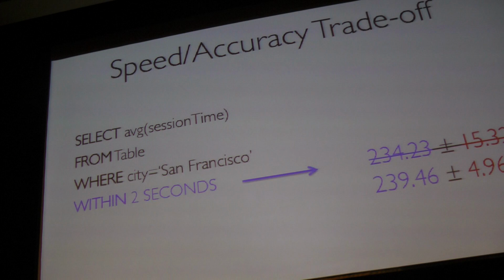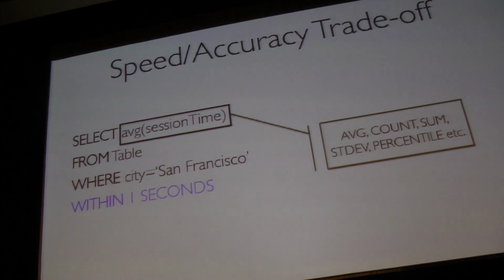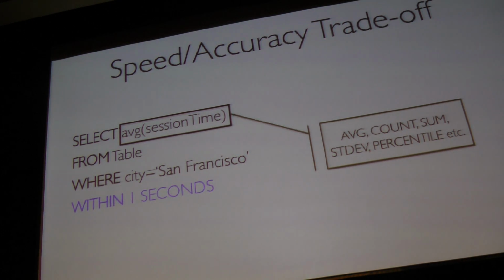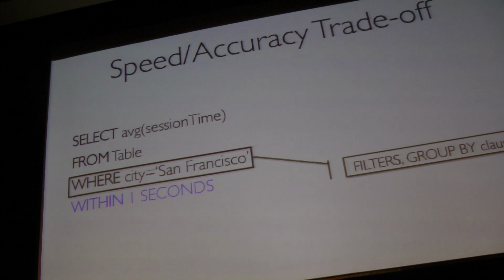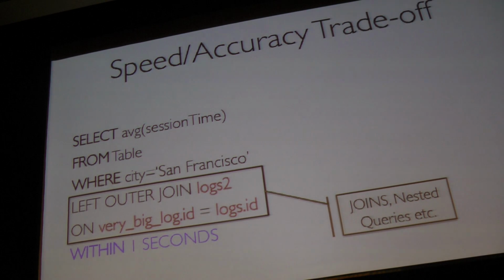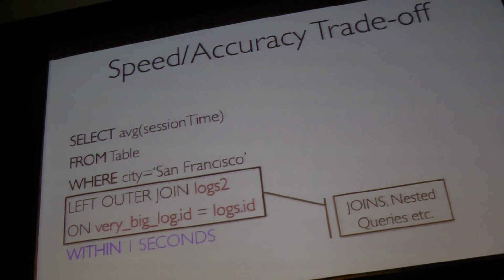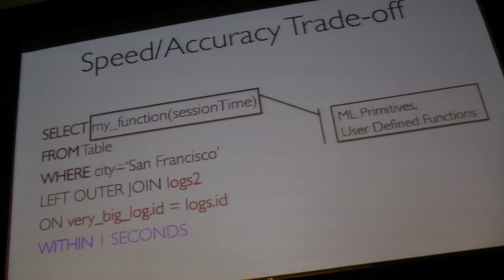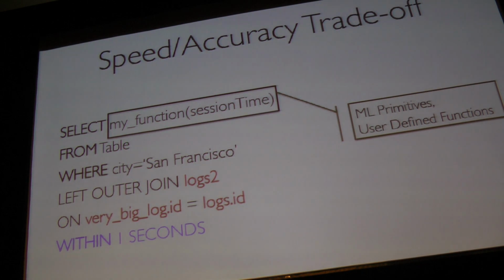We support a fairly large subset of the SQL standard. We can support aggregates or approximate aggregates, such as average, count, sum, standard deviation, percentiles, pretty much all the standard aggregates you can have. We support various filters and group by clauses in the query. We also support joins, more specifically foreign key joins. We also support a fair amount of nested queries. And last but not least, we support user-defined functions or ML primitives. So you can have k-means or logistic regression, which you can potentially approximate using the system.